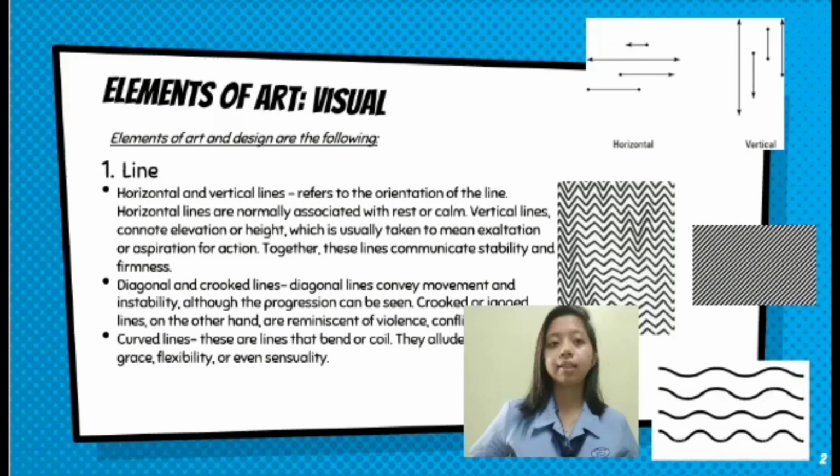diagonal and cross lines. First, what is diagonal? It shows the movement and instability of artwork. Fourth is cross line, wherein it is a reminiscence of violence, conflict, or struggle shown in artwork. Next is curve line. It shows making wave. It shows the softness, grace, and flexibility or even sensuality in an artwork.